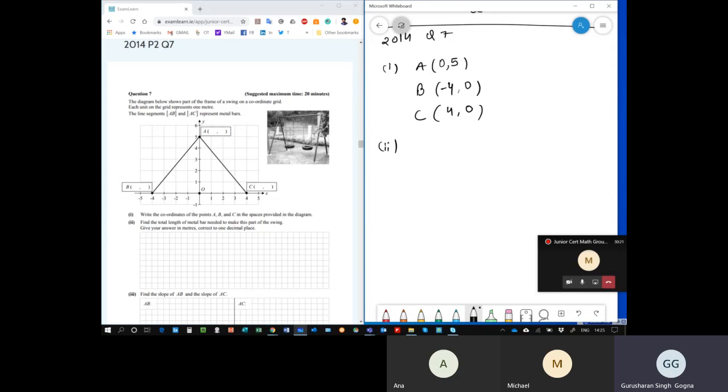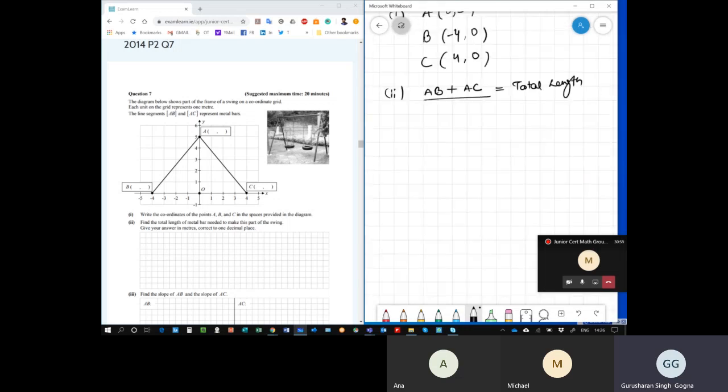Second part of this question. Find the total length of metal bar needed to make this part of the swing. So total length of the metal bar means what? It means you need to find out AB, which is the first one, and then you need to find out AC. So that will give you the total length of the metal bar, isn't it? They said to make this part. So they're not talking about the full swing, let's say. So AB plus AC is the total length, and all you need to do is find out AB.